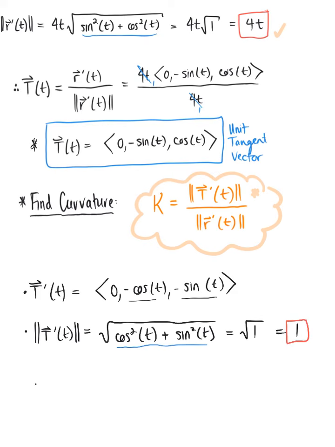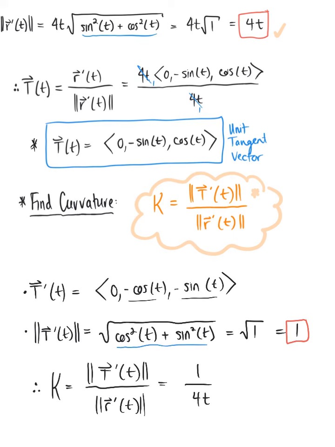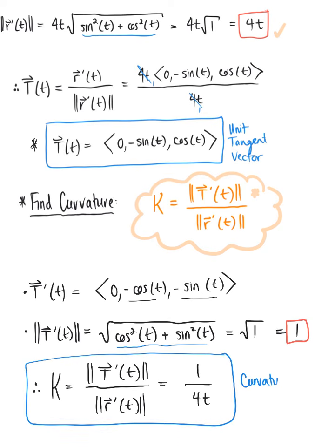And we can say that therefore, the curvature, kappa, which is the magnitude of the derivative of that unit tangent vector divided by the magnitude of the tangent vector, is equal to 1 divided by 4t. And this is our beautiful final answer. This is our formula for curvature, and we can use this now to evaluate at any t value we want.